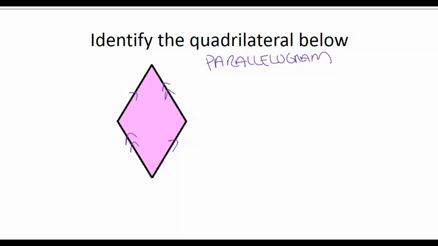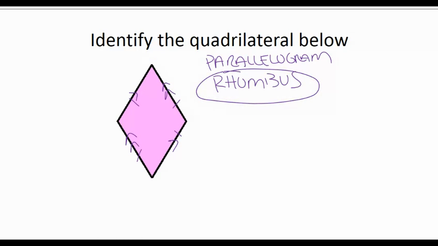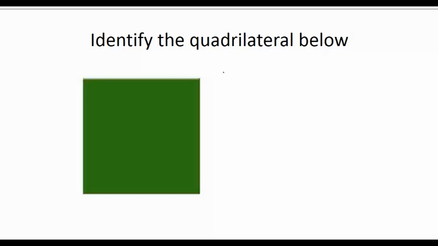A rhombus has 4 equal sides. Now look at those 4 sides. They do all look equal. So this is also a rhombus because this side, this side, this side, and this side are all equal to each other. They're all the same length. So this could be a rhombus. And rhombus is the more specific answer because it's a parallelogram, but it also has 4 equal sides. So rhombus is the most specific answer, but parallelogram is also an acceptable classification.